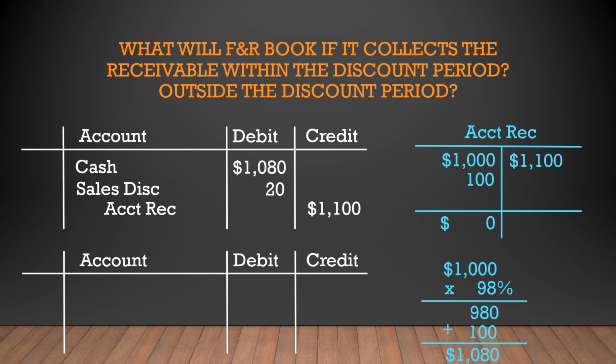If the payment is received after the discount period, the amount owed equals the amount collected. So credit AR and debit cash for the full $1,100.